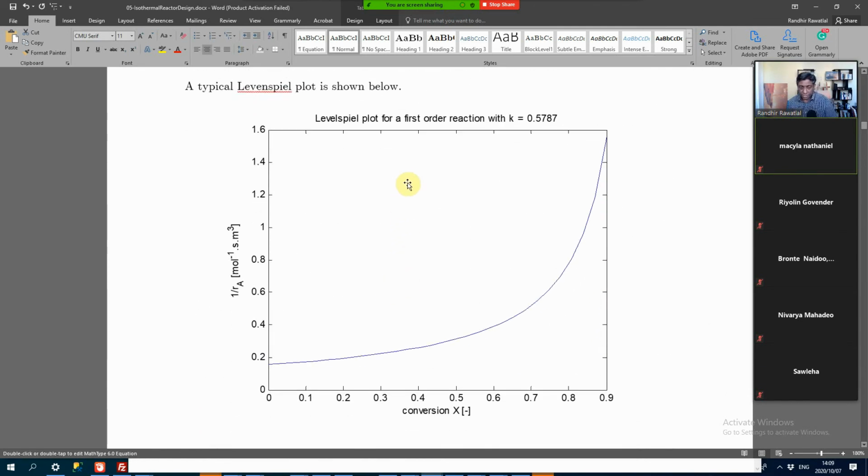And so that leads us to the Levenspiel plot. So the Levenspiel plot directly shows us that. It's a plot of 1 over RA against XA. And so when we look at this plot, we can then think about how those three cases appear in terms of the volume.